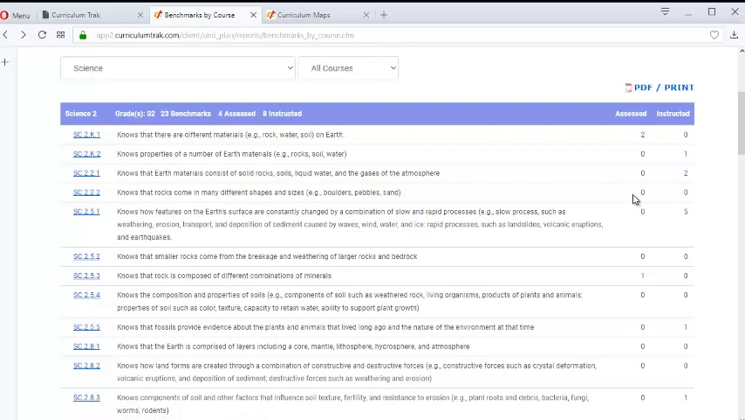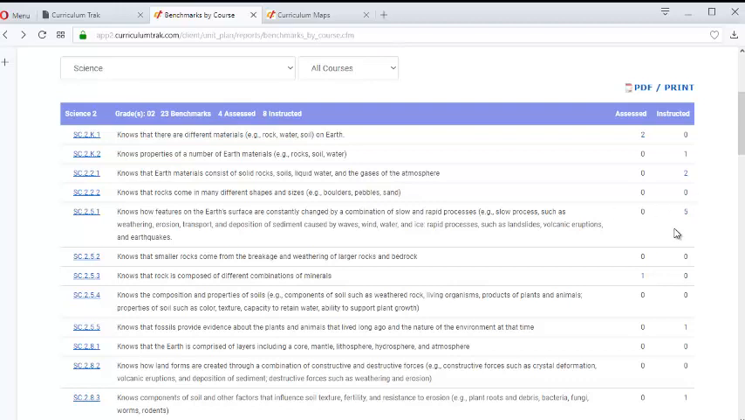Notice if we go to the next benchmark down, this particular one is not being instructed or assessed. Maybe there's a good reason for that, but maybe not. So it's really important to have these reports where you can identify those that are not being taught. That's what we mean by gaps in your curriculum. Maybe this is being taught in third grade instead for some reason. That's fine, but we want to make sure we have those discussions.